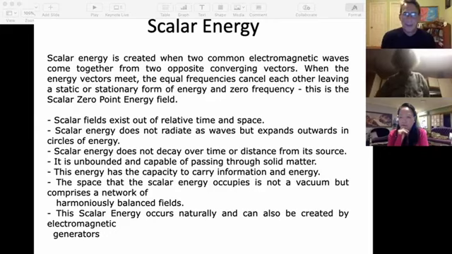So we can generate these scalar waves ourselves within our own body, within our own heart and our mind, and we can project those scalar waves out, and we can access higher dimensions of consciousness, and we can then be energized by bringing those higher dimensional energies back into the physical.